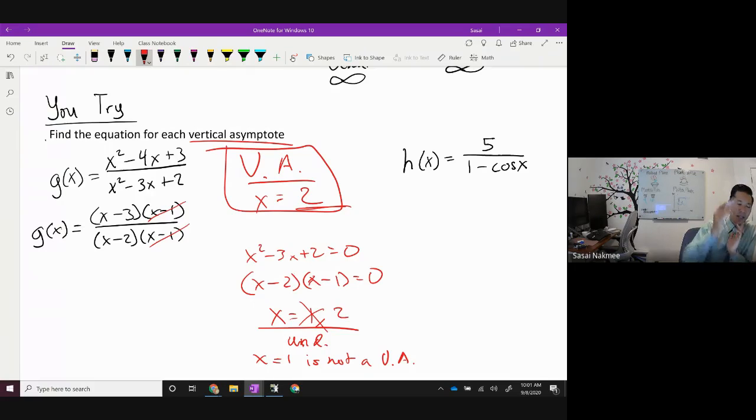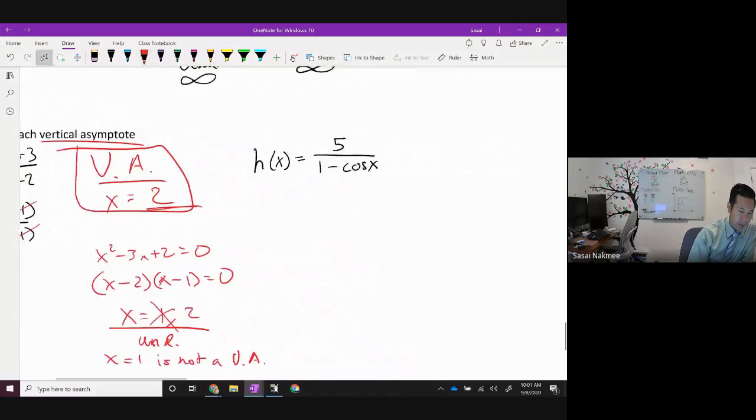And that's all it is. It's not going off towards infinity. It's not going off towards negative infinity. So it's not a vertical asymptote, right? And that's it for that one. Hopefully you just got 2, right? You just got 2. Going on to this one over here now.